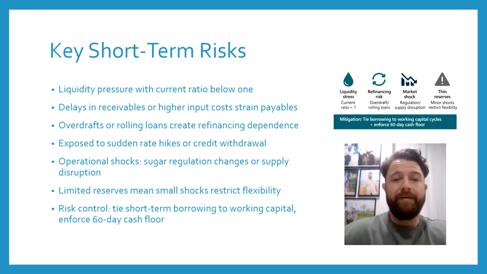Operational shocks compound the risk. A sudden change in sugar regulation or supply disruption could cut sales or lift costs overnight. With limited reserves, even minor shocks could restrict flexibility. To reduce exposure, Yope should link short-term borrowing strictly to working capital cycles and enforce a 60-day cash forecast.